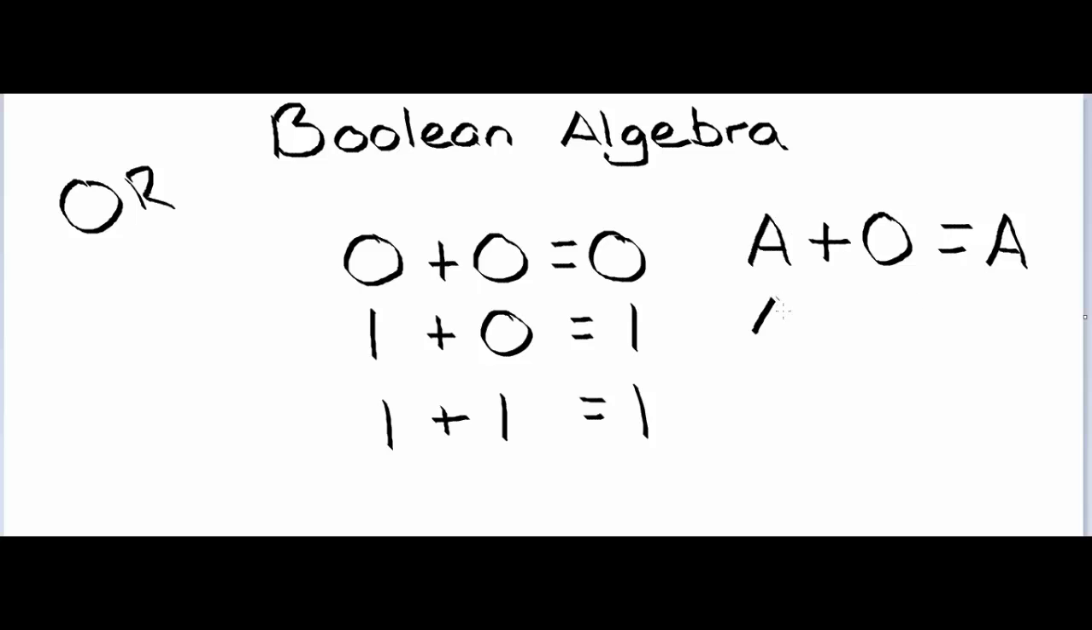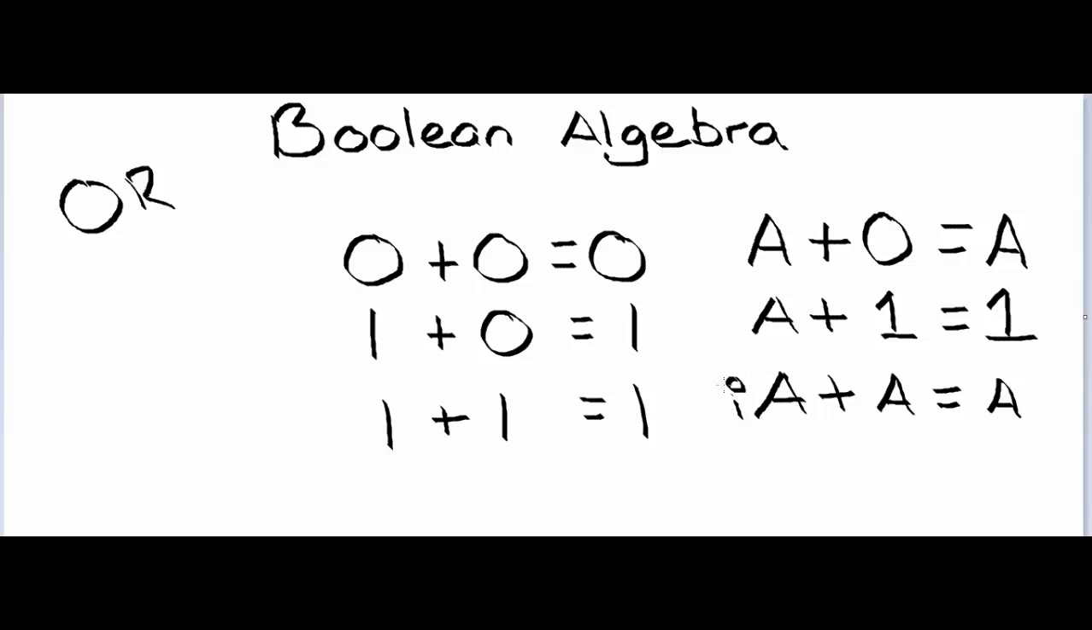Likewise, if we say that A plus 1 is always going to equal 1. Now the reason for that, again, if A is 0, then 0 plus 1 is 1, and if we say that A is actually going to be 1, then 1 plus 1 is 1. So that rule works. So furthermore, we can say that A plus A is always going to equal A, because if we say that A is going to be 0, 0 plus 0 is 0, and if we say that A is 1, then 1 plus 1 is 1.